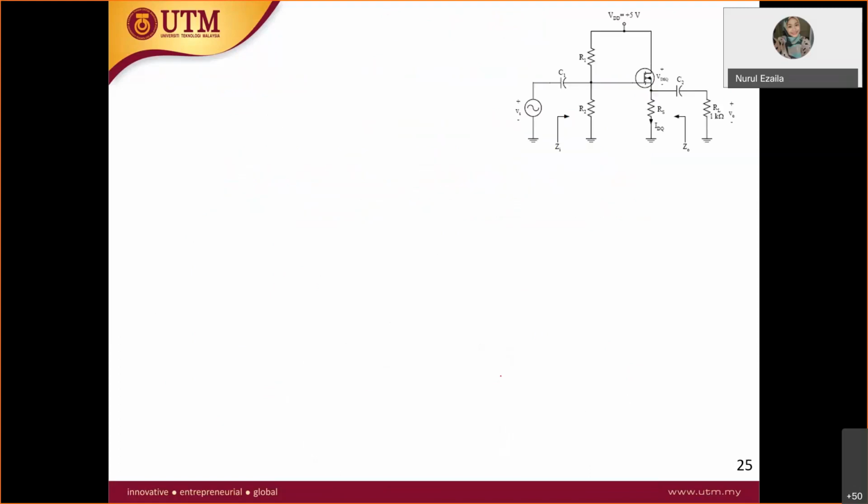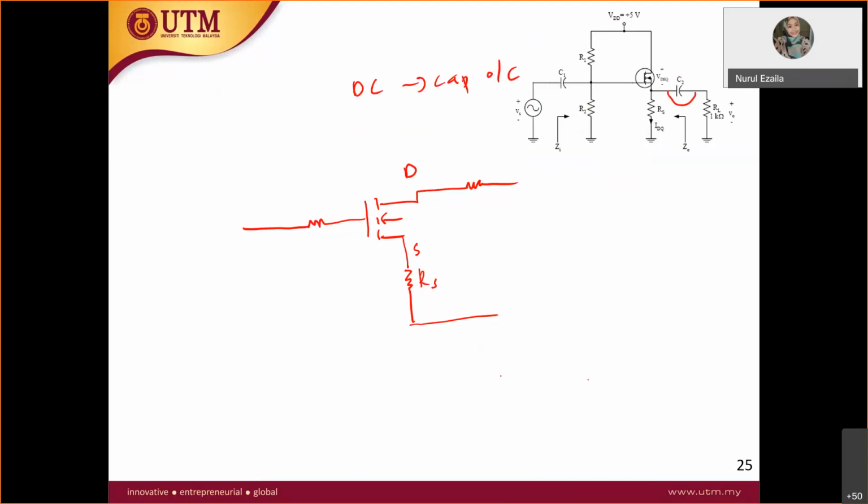What you can do is you have to draw, if you still remember. So this is at the input, this is at the output. You have the drain, and then here is the source. You have the RS, and at the drain also, because for DC analysis the capacitor is open circuit, so this is open, no RL. At the drain you only have the connection to the VDD.